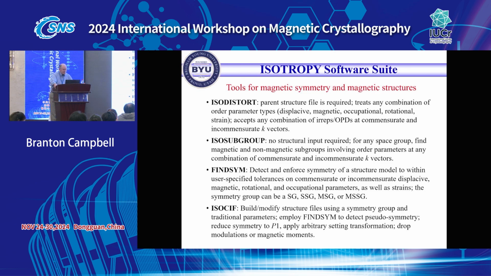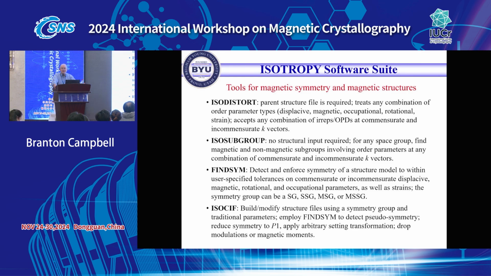So ISO subgroup, I think, is a tool that was motivated by an idea provided by Professor Perez Mato. He said, I want to be able to look at the subgroups, the symmetry breaking, without having a specific parent structure, to just start with a symmetry group and see what child subgroups can result. And so we now have a tool that does this, and I use it very frequently. I think maybe I use it more than anyone else, but I really like this tool.